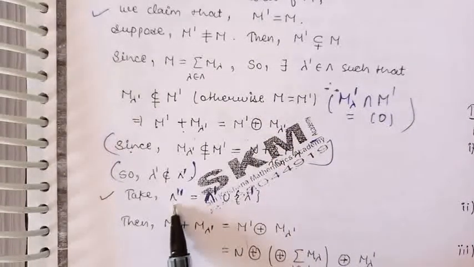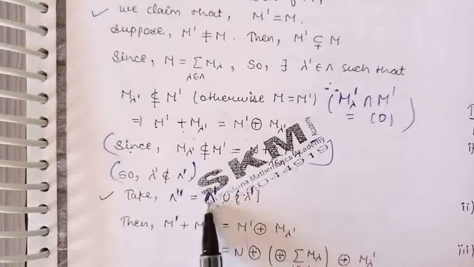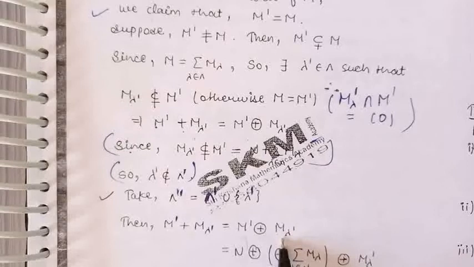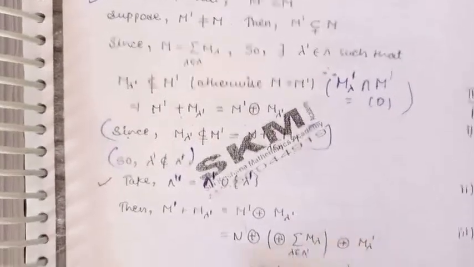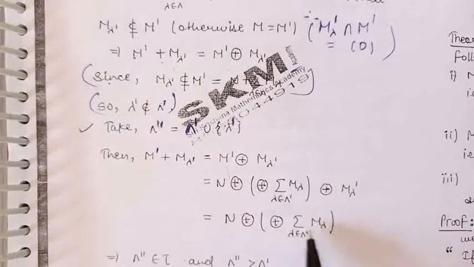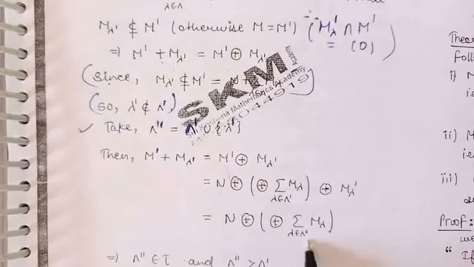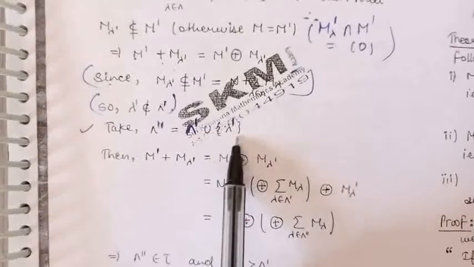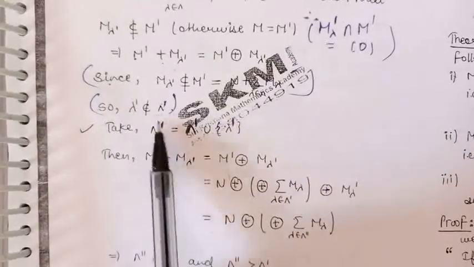Now let us define another family Λ'' by joining this member λ' to the family Λ'. Now let us again find the sum of M' and M_λ'. From here this sum is equal to the direct sum, and again we can put the value of M', and this can again be written as N direct sum, and this can further be written as direct sum summation M_λ, where λ belongs to the family Λ'', because Λ'' is the family consisting of Λ' union {λ'}. So if we combine these two, we get this family.